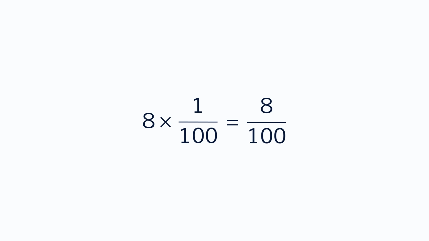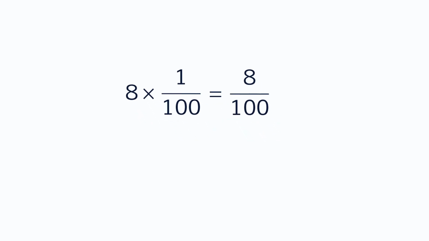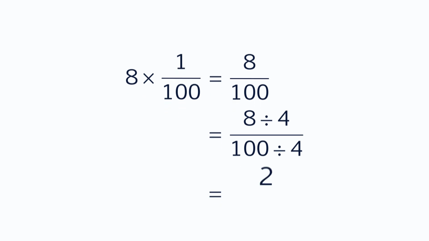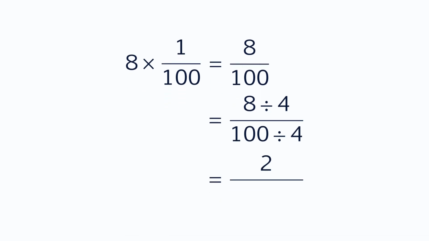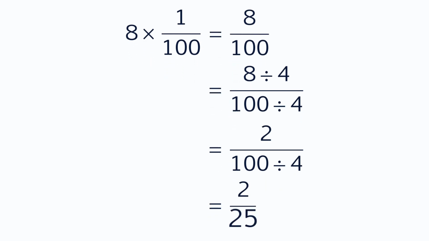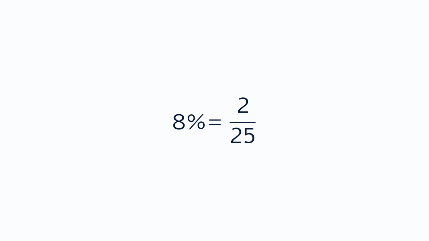Remember to always check if the fraction can be reduced. 8 and 100 have the common factor of 4. So you can divide both the numerator and denominator by 4 separately. In the numerator, you get 8 divided by 4, which is 2, and in the denominator, you get 100 divided by 4, which equals 25. That means 8% is the same as the fraction 2/25ths.